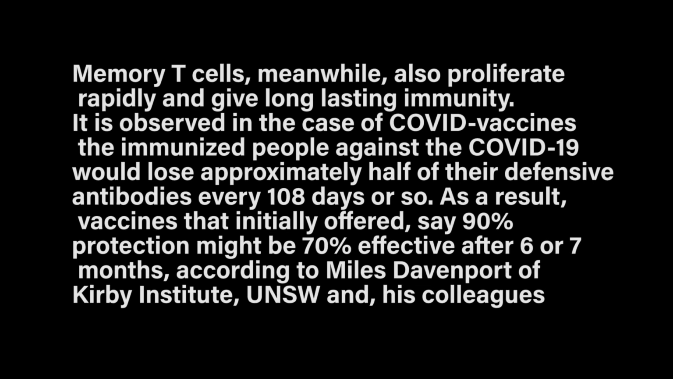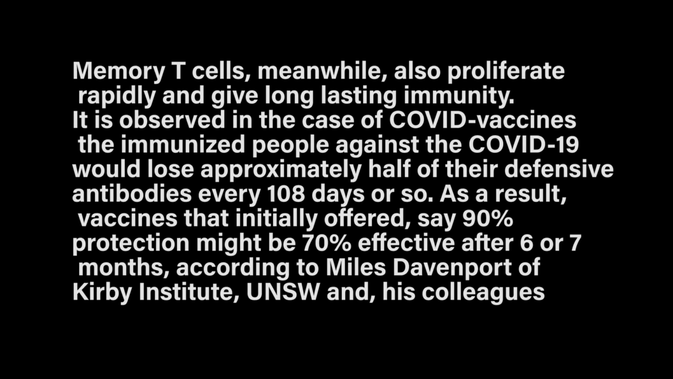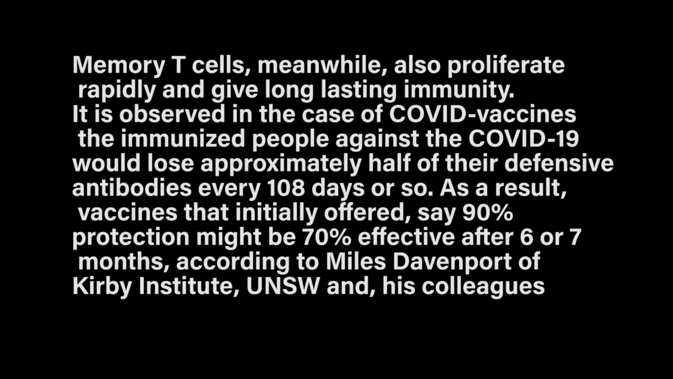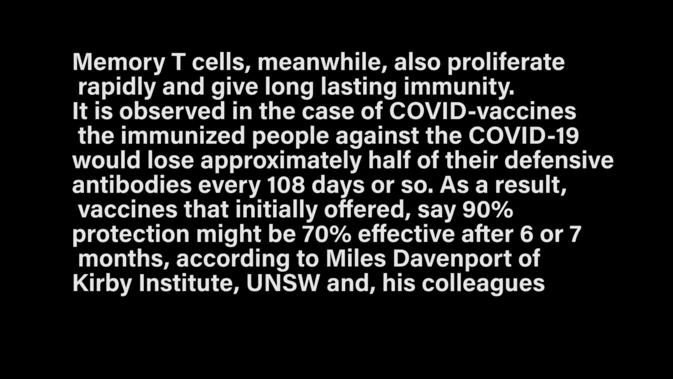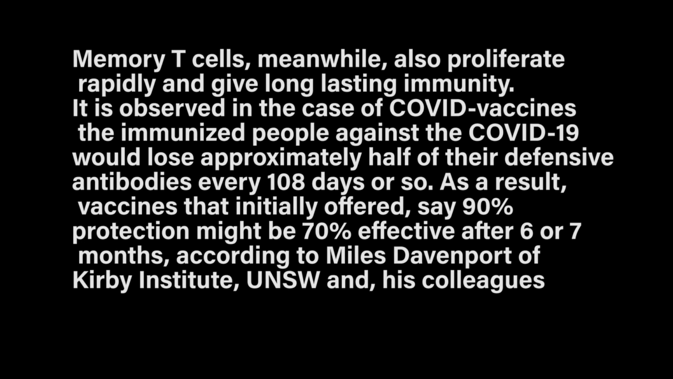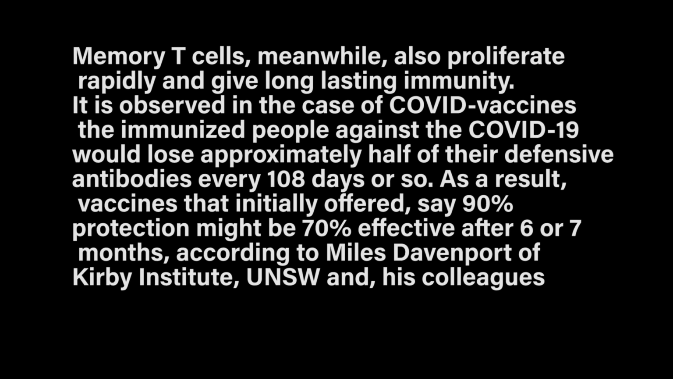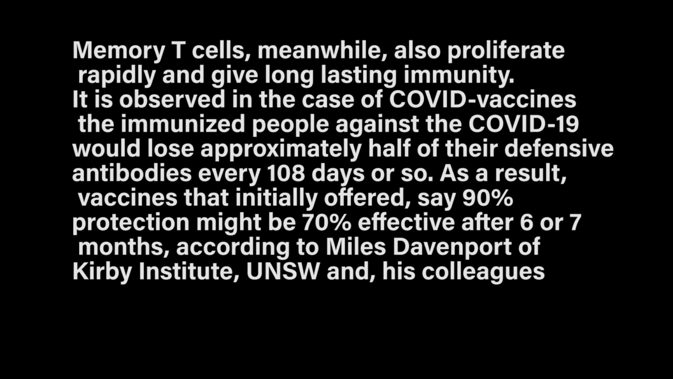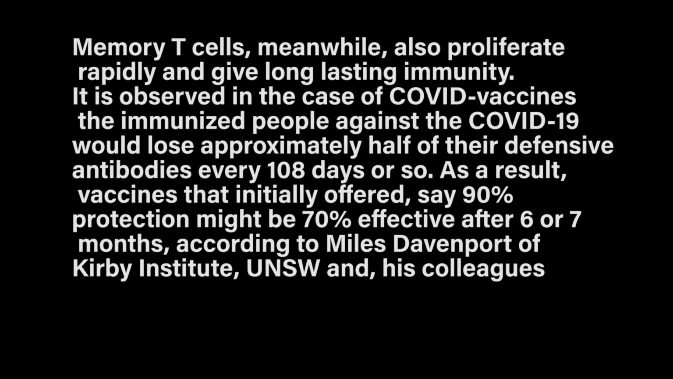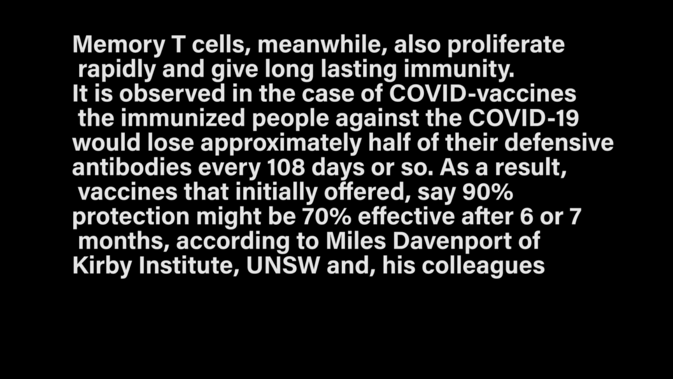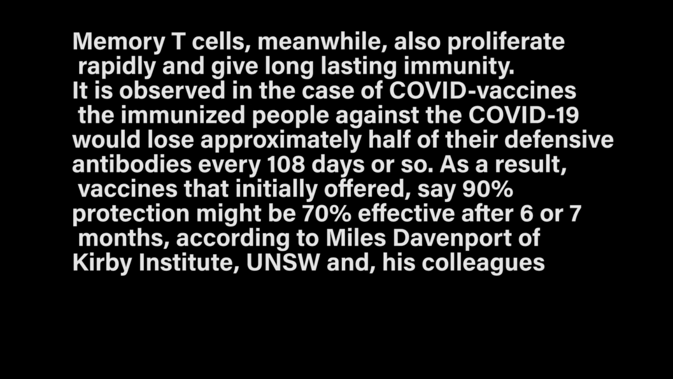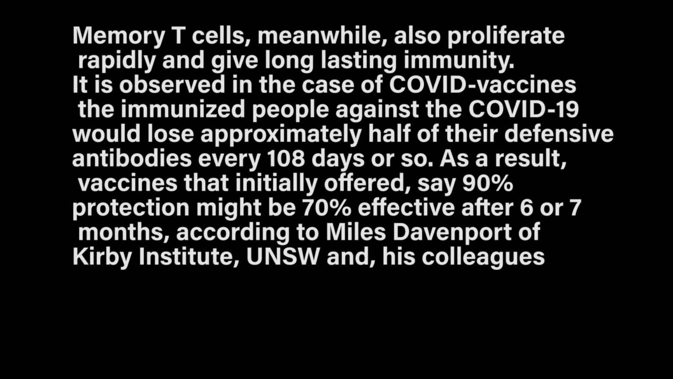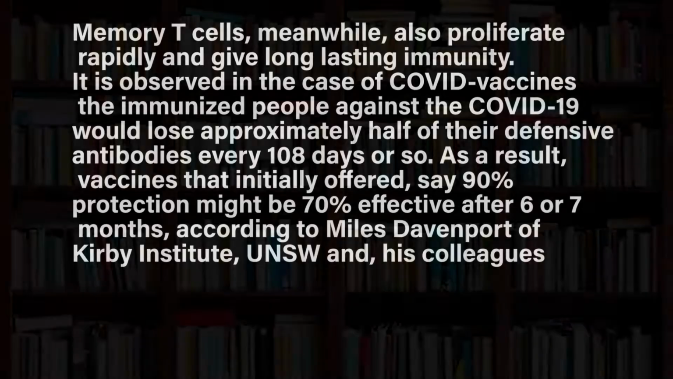It is observed in the case of COVID vaccines that a person immunized against COVID-19 would lose approximately half of their defensive antibodies every 108 days or so. As a result, vaccines that initially offered, say, 90% protection might be 70% effective after 6 or 7 months, according to Miles Davenport of the Kirby Institute, University of New South Wales, and his colleagues.